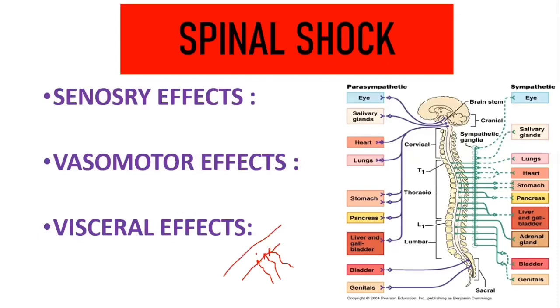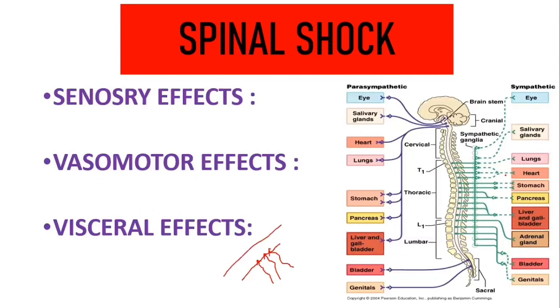If dilatation happens, you all know the lumen is increasing, so the BP will decrease, right? BP is going to decrease. So vasomotor effect: if the spinal shock or the injury involves the T1 segment, it is going to cause a serious effect. What is that effect? My BP is going to be decreased.